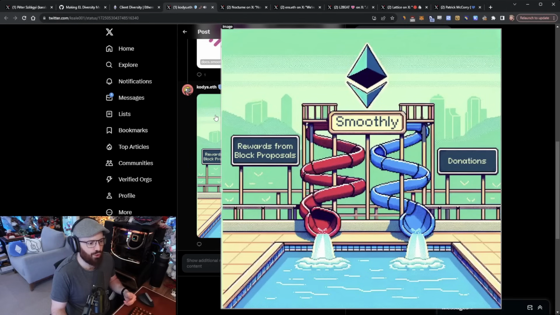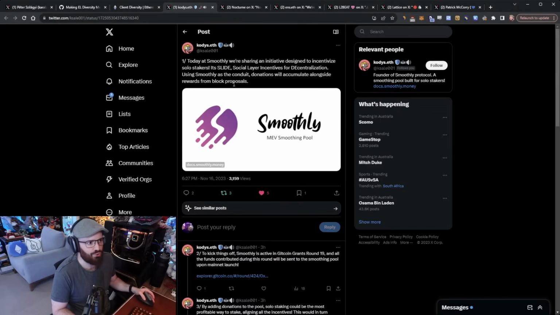You get the rewards from block proposals, you get the donations, they all go into this pool, and then it gets smoothed out over everyone that has opted in to this pool here. So I just think it's a very cool initiative. So you can go check this out. We'll link it in the YouTube description below for you to do so.